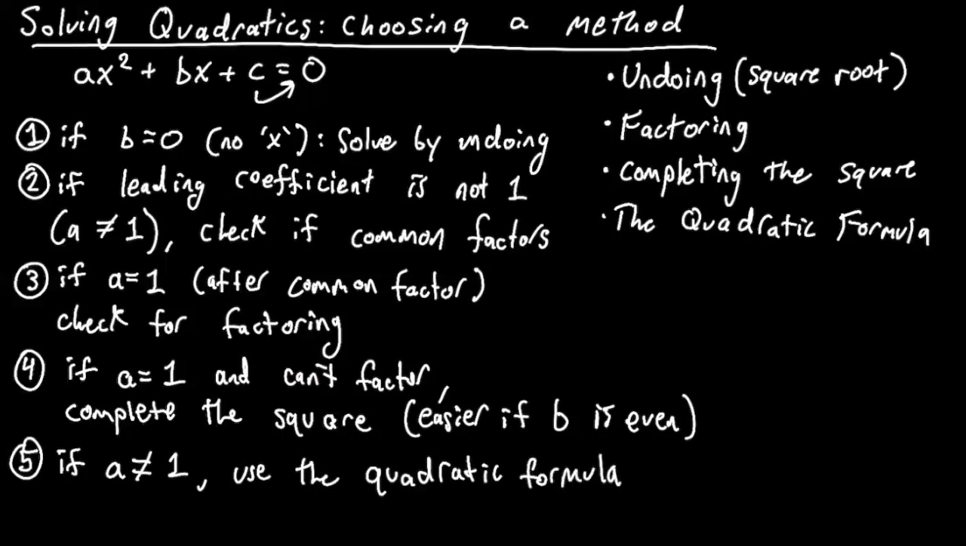So at this point, with an a value not equal to 1, the quadratic formula is usually going to be easier, especially if there's no common factors to make it 1. So a couple of notes.